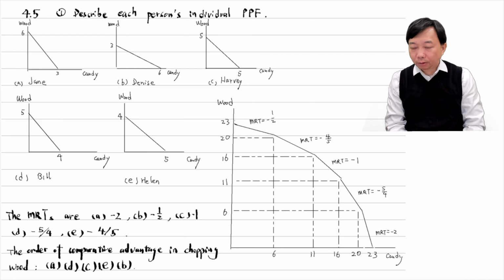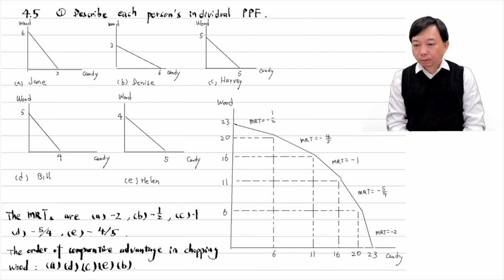We start drawing the first production possibility frontier at the lower right. The first production possibility frontier is J's because her marginal rate of transformation is -2, and she has a comparative advantage over the other 4 people in chopping wood. Next, we draw Bill's production possibility frontier. Then comes Harvey's, and then Helen's, and finally Denise's. The resulting production possibility frontier is concave to the origin.